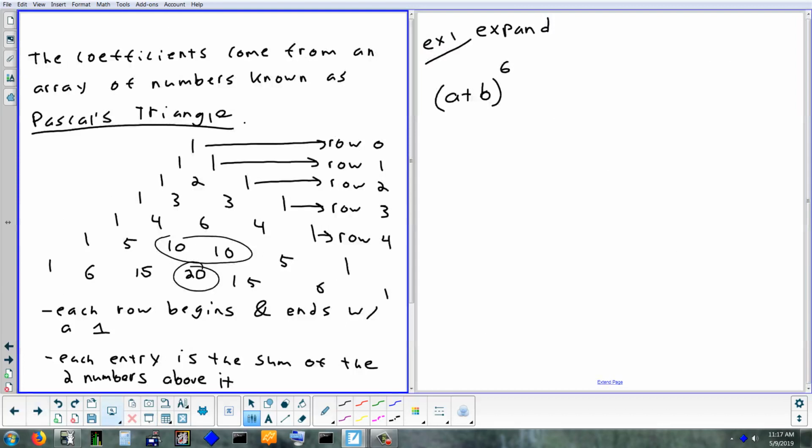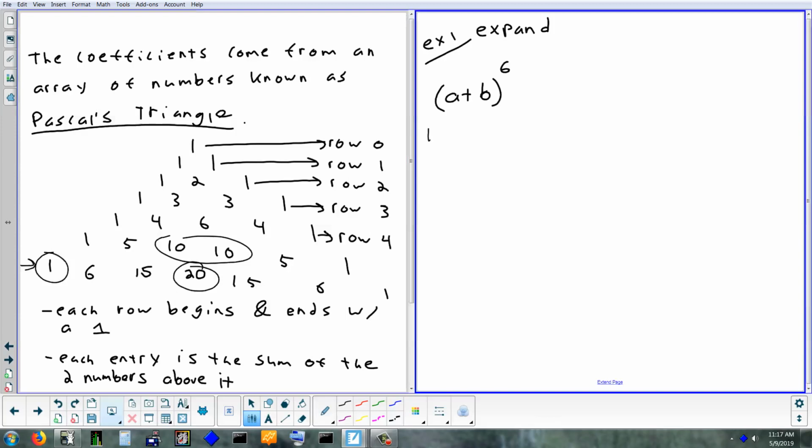All right. So what's going to be my first coefficient? 1. Right, so we're working in this row right here. So we got 1. And then what about the power on A? A to the 6th. And what about the power on B? 0. So the exponents on A are going to go down by 1. Exponents on B are going to go up by 1. But the first exponent on B is 0. It's not even there yet.